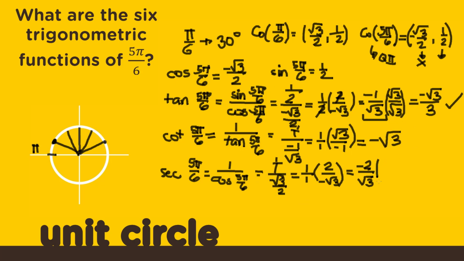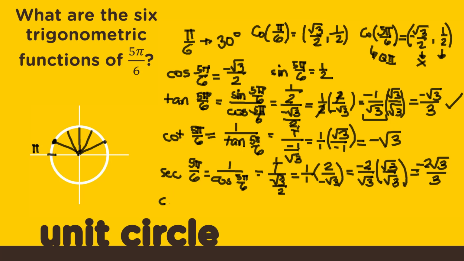But the point here is we will just multiply this with square root of 3 over square root of 3 as well to rationalize our denominator. Hence, our denominator will just be 3 because that's square root of 9. And our numerator is just the product of negative 2 and square root of 3.